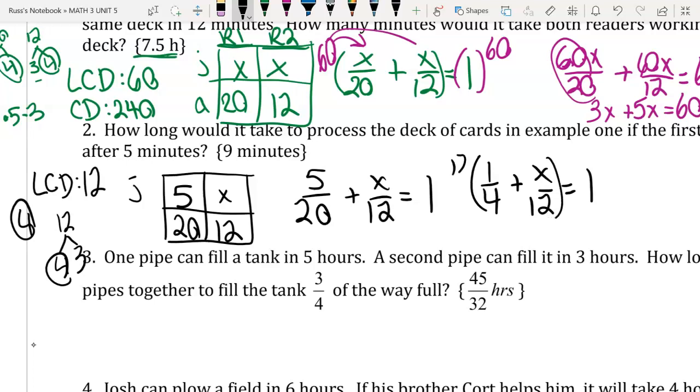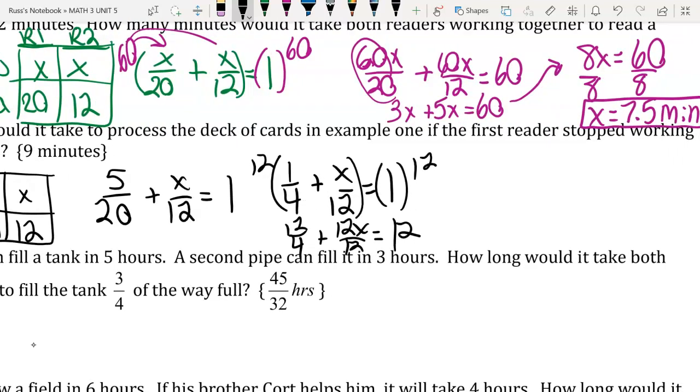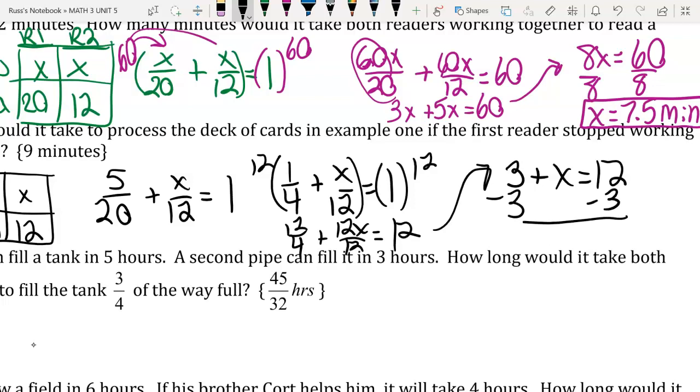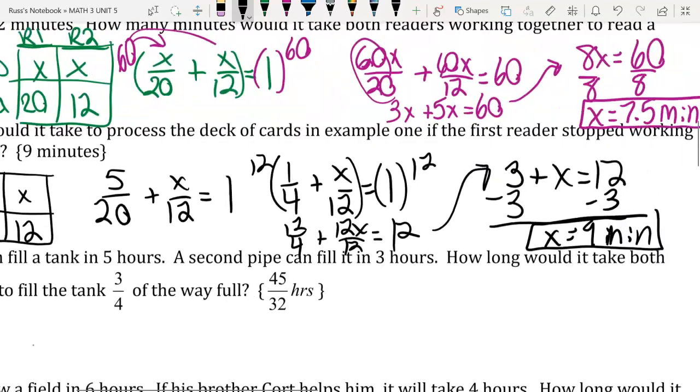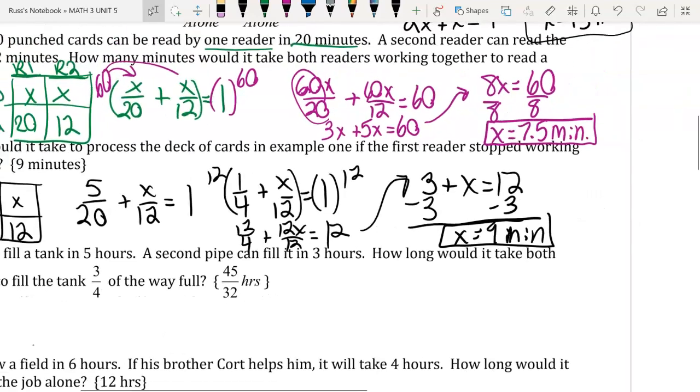So I'm going to multiply everything by 12. So 12 over 4 plus 12x over 12 equals 12. Okay, well that becomes 12 over 4 is 3 plus x equals 12. Take away 3, x equals 9. So 9 minutes. Okay, so how long would it take to process a deck of cards in example 1 if the first reader stopped after 5 minutes? And the answer is 9 minutes.